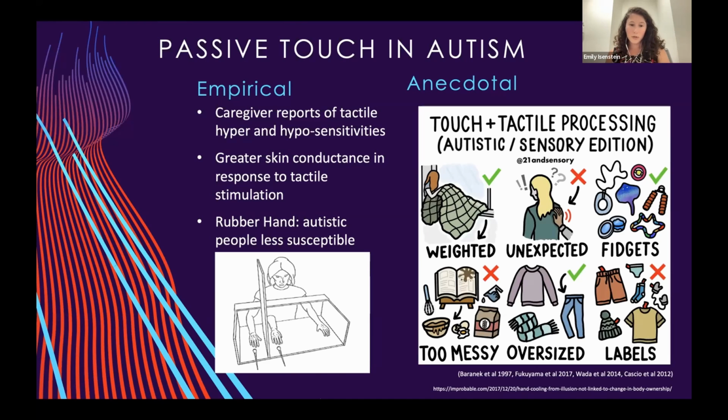And with the rubber hand illusion, as you can see in the image below, you obscure someone's hand and put a model hand in their view instead, and then stroke both of the hands to see how quickly and how much people embody something that is not theirs as their own body part. Autistic people have been shown to be less susceptible to the tactile illusion of the rubber hand. And then anecdotally, there are plenty of people who have self-reported that things like unexpected touch tend to be a lot more jarring and unpleasant.